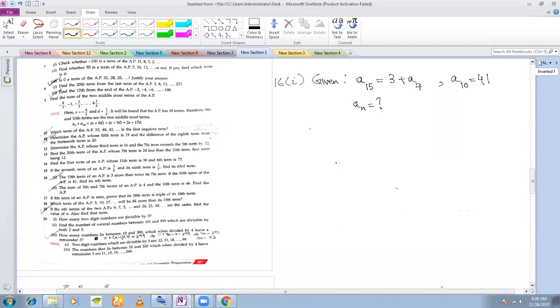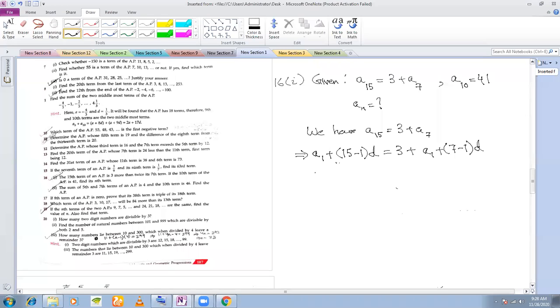So let us start with A15. We have A15 is equal to 3 plus A7. That is what is given here. And what is the formula for A15? The nth term formula: A1 plus 15 minus 1 into D, right? Is equal to 3 plus A7, again here is A1 plus 7 minus 1 into D.